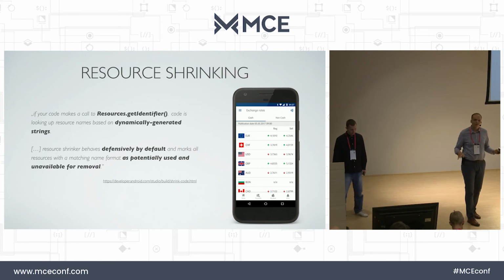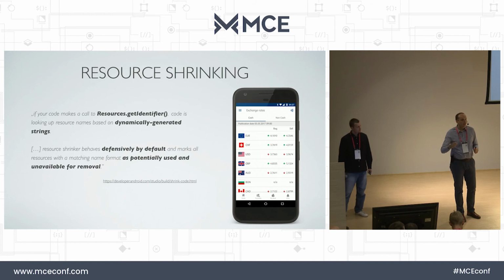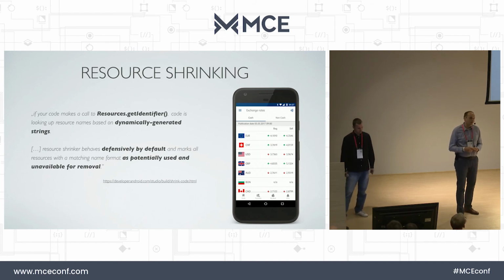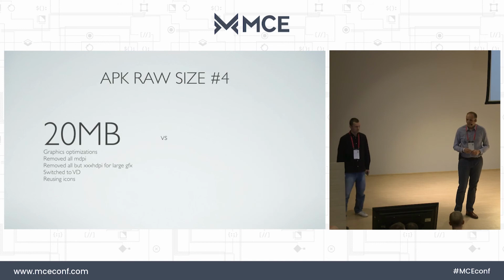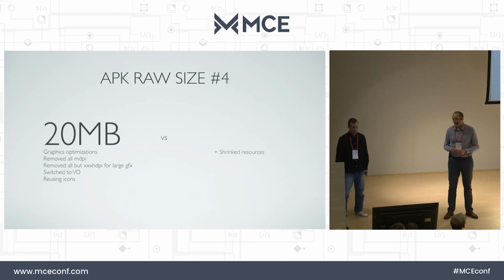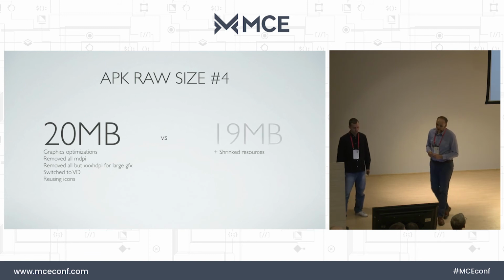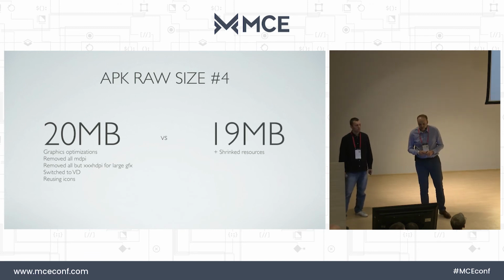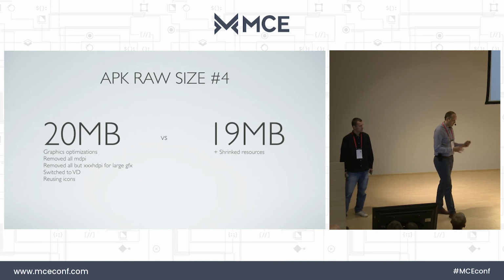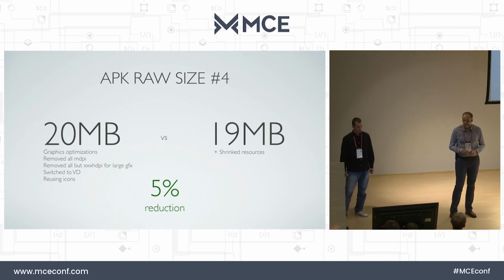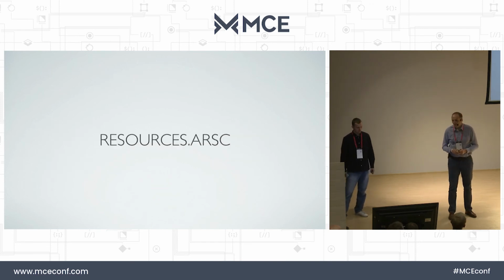We didn't have to do anything else, and it worked. Of course, there are some ways to manually configure the shrinker to keep some resources or discard some resources, but we didn't have to do that in this particular case. So we had a 20 megabytes APK, and we enabled our shrinker, and we gained another 1 meg of benefit in the APK size. So that is 5% of reduction.